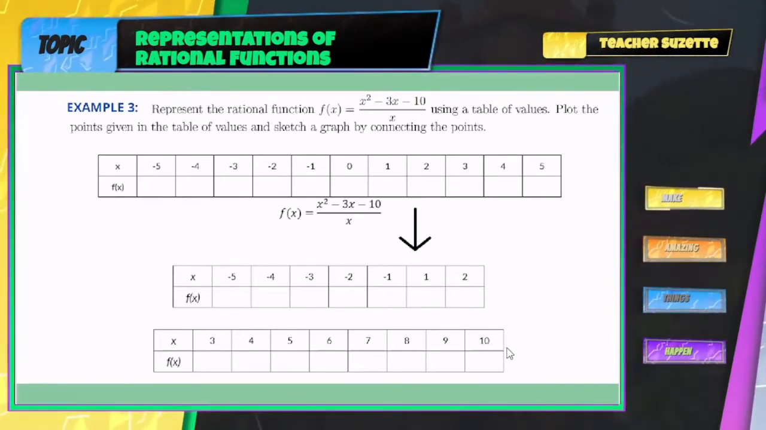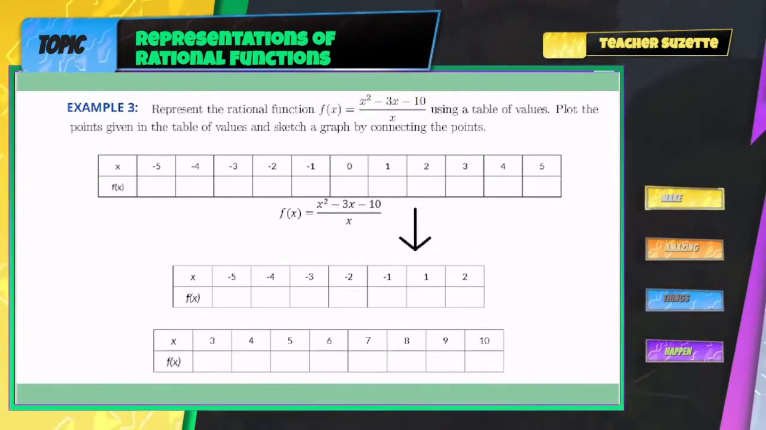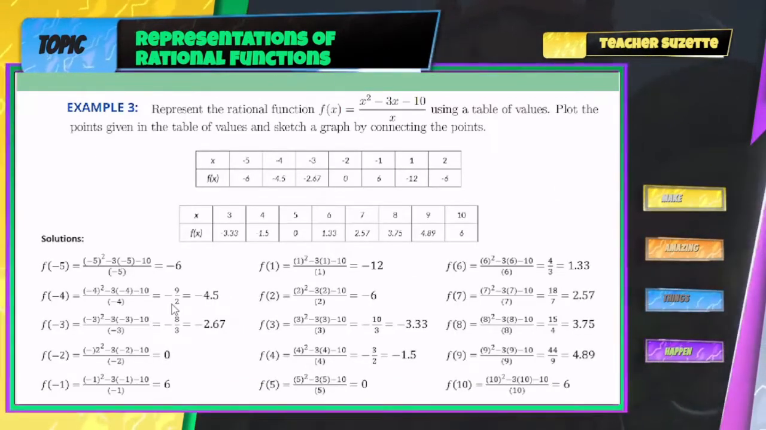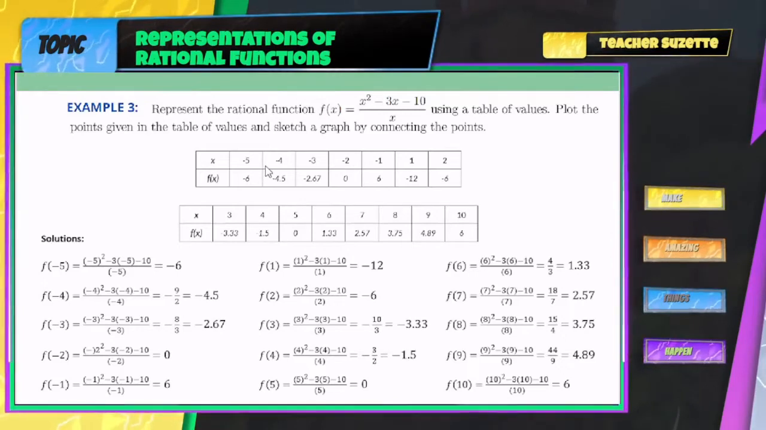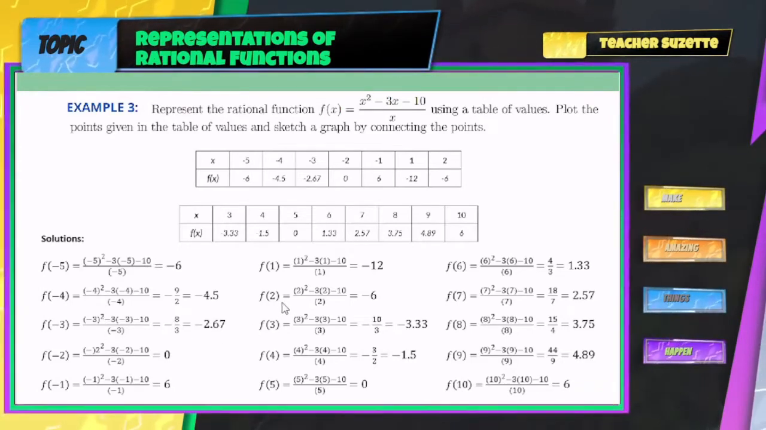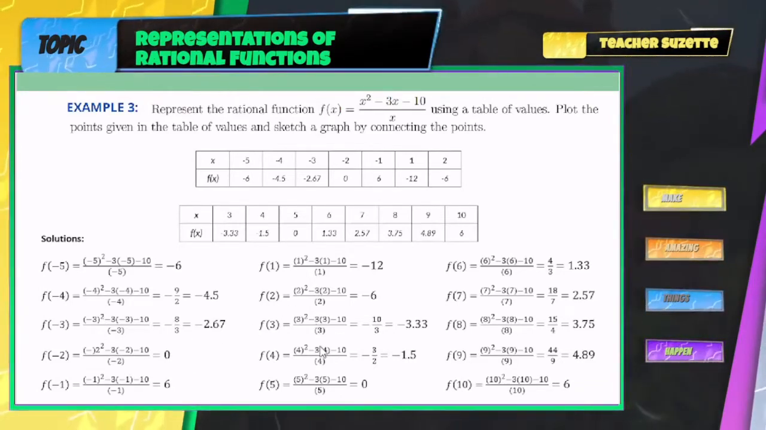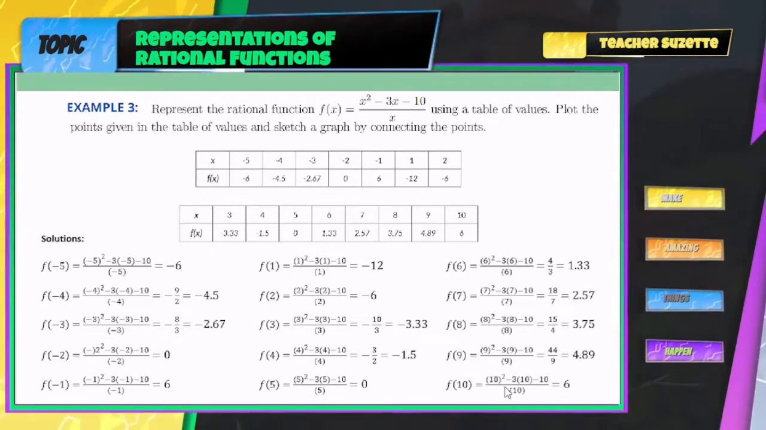So now, let's try to complete or construct our table of values. To complete our table of values, we just evaluate our function by substituting the x values that we have to our function. So these are our solutions. So be careful when you are substituting or plugging in the values of your x.